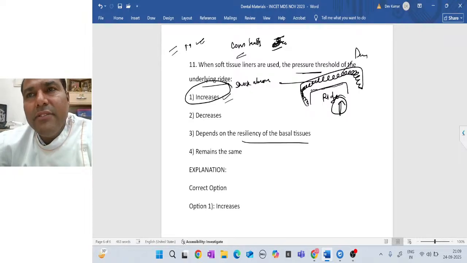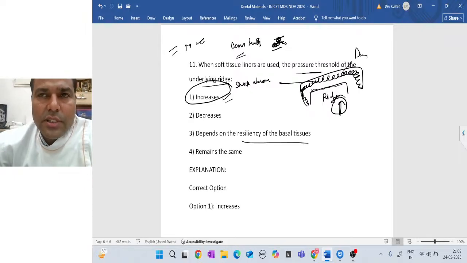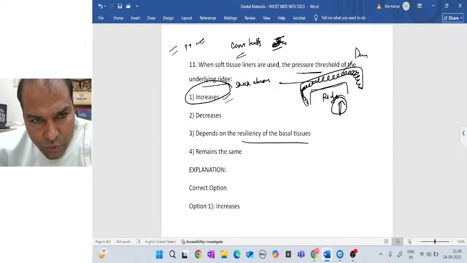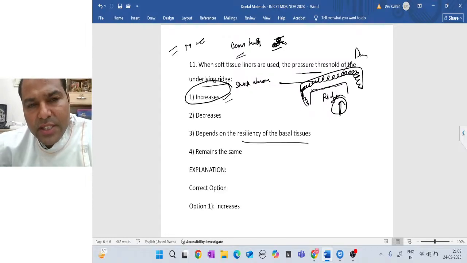Whenever we are using tissue conditioners, we are using them as treatment dentures. Remember, write down tissue conditioners, treatment dentures, because we are treating the abused tissues in that. Is it clear? So it is absolutely clear that the pressure threshold of the underlying ridge with the soft liners definitely increases. Threshold increases.